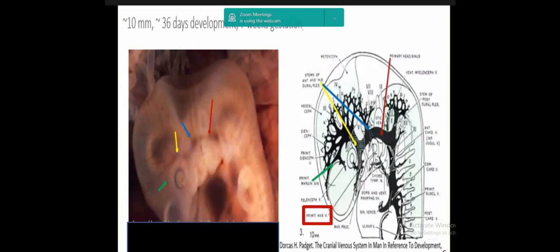So at 36 days of gestation, when the crown rump length is about 10 millimeters, the telencephalon is still under development. However, you can see the primitive telencephalic vein developing here, and also the primitive maxillary vein, which I've already told leads to the formation of the cavernous sinus. So the entire draining system is directed towards the primary head sinus.